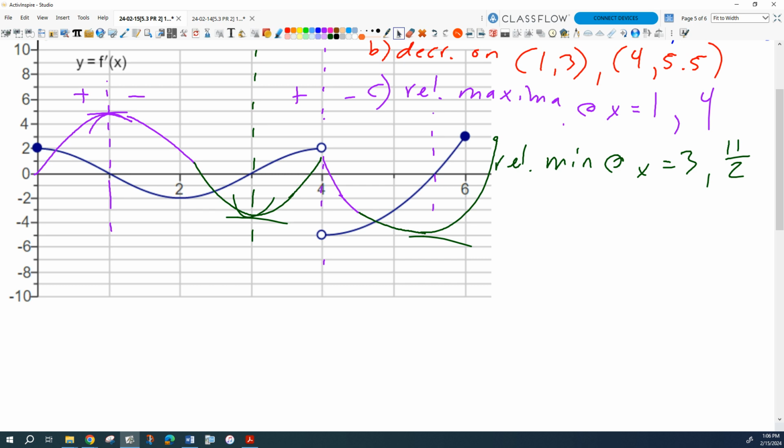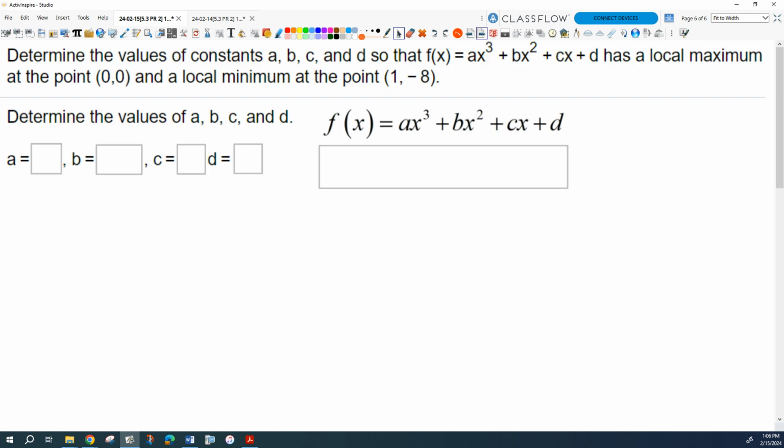All right, last one. This is a good one, I love this problem. This is going to be hard. This is a good one for you guys to think about, just about logic and reasoning, being analytical, developing vast analytical prowess, which you've already started to do. So determine the values of the constants A, B, C, and D so that this function f of x has a local maximum at the point (0, 0) and a local minimum at the point (1, -8).